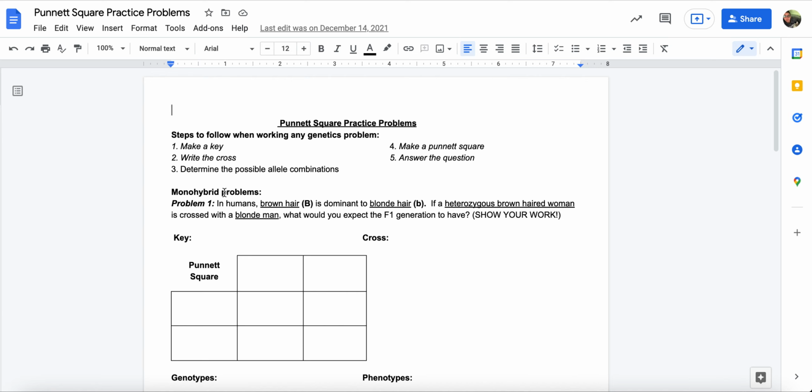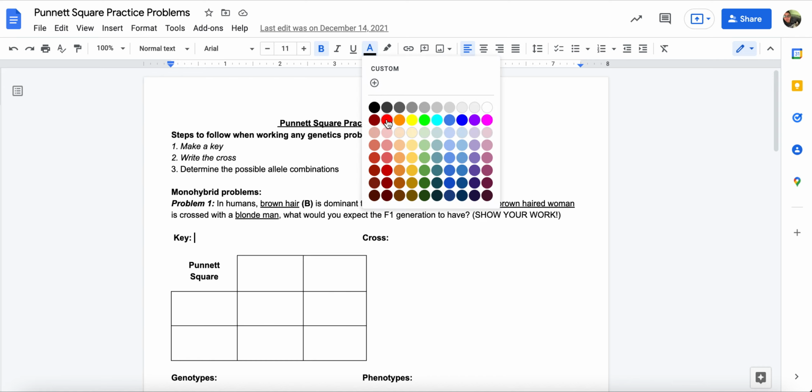These are called monohybrid problems. Mono means one, so we're just looking at one trait being passed down to generations. In humans, brown hair, capital B, is dominant to blonde hair, lowercase b. So the first thing we're going to do is make our key.